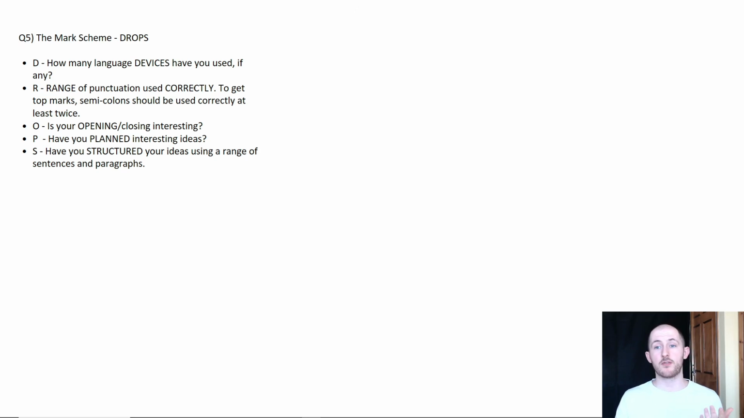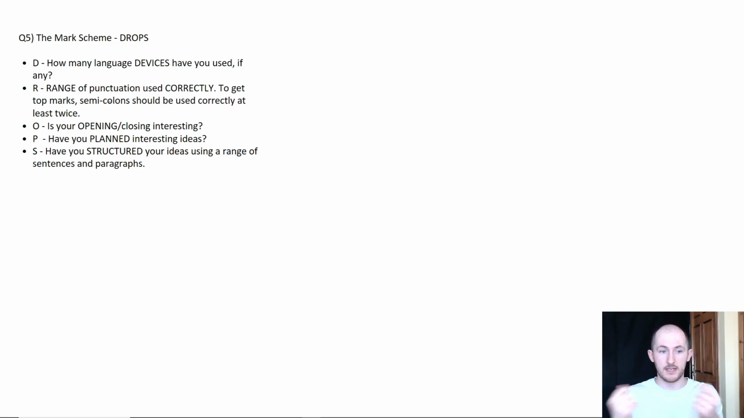Range of punctuation used correctly. This is something that very few students know, at least in my experience. To get the very top marks for your syntax and your structure, you need to use semicolons at least twice. Okay? Semicolons are considered advanced punctuation. You can also do things like hyphenate words, use regular colons, things like that. But you need to use advanced punctuation, otherwise you're limiting yourself in terms of your technical accuracy.